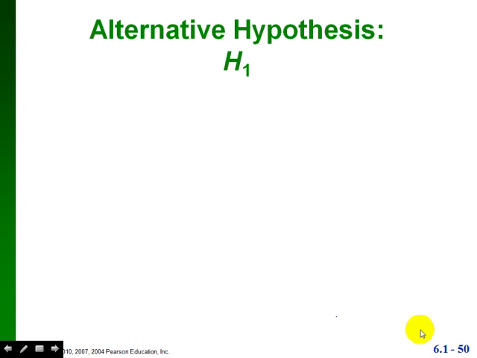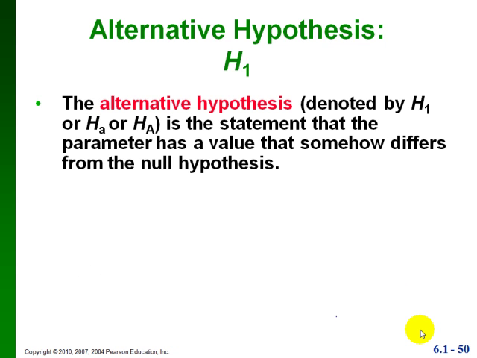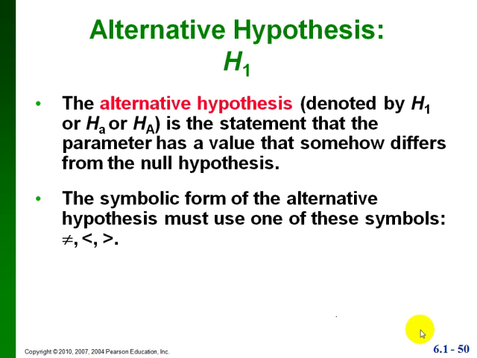Now, the alternative hypothesis is going to be a statement that our population parameter has a value that's different from the null hypothesis. And in this class, again, our alternative hypothesis is going to have one of these three symbols: either a not equal to, a less than, or a greater than. It cannot have an equals with it.